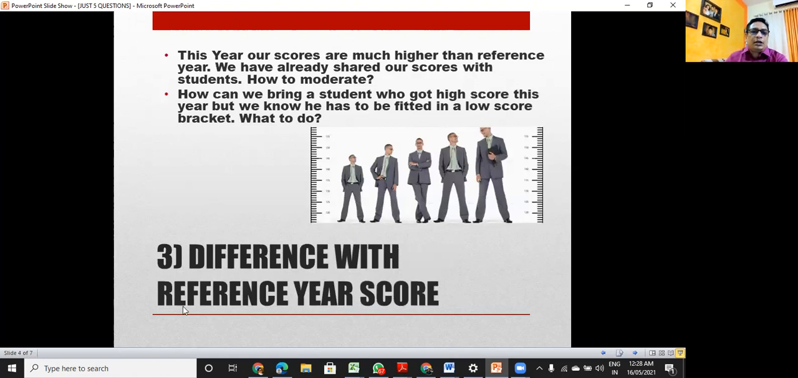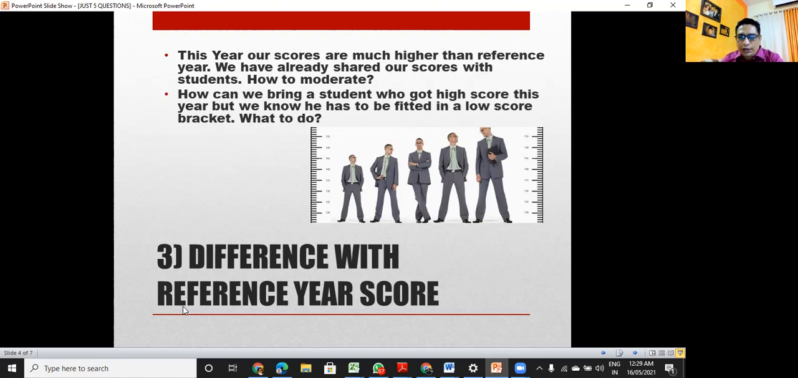Third question. This year, our scores are much higher than the reference year. We have already shared our scores with the students, how to moderate. How can we bring students who got high score this year, but we know that he has to be fitted in a low score bracket? What to do? There's a child in your school, for example, who has got 65 marks out of 80. When you take out that calculation, taking into weightage the unit test, the midterm, the post-midterm, or the pre-board, and you have found out that these children, they have got around 65, 66, but you need to bring certain children in a bracket range of 40 to 50 as well, or let's say 26 to 40.